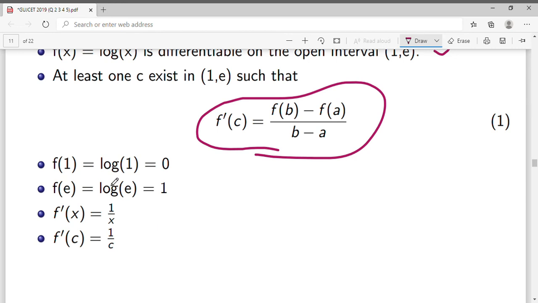So f of 1 is x is replaced by 1. So log 1 equal to 0. F of e is equal to log e. Here we consider base e. So log e to the base e equal to 1.